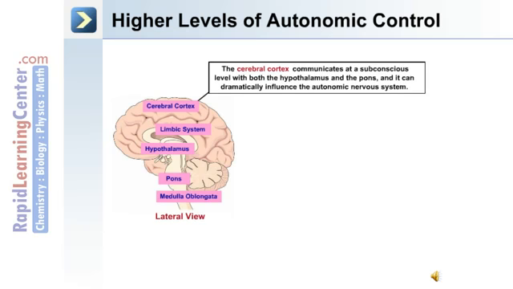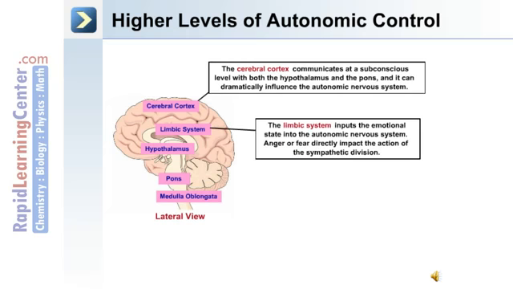The cerebral cortex communicates at a subconscious level with both the hypothalamus and the pons, and it can dramatically influence the autonomic nervous system. The limbic system inputs the emotional state into the autonomic nervous system. Anger or fear directly impacts the action of the sympathetic division.